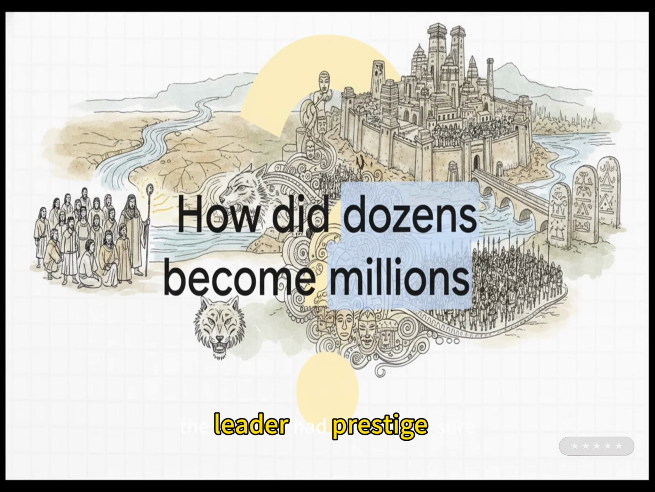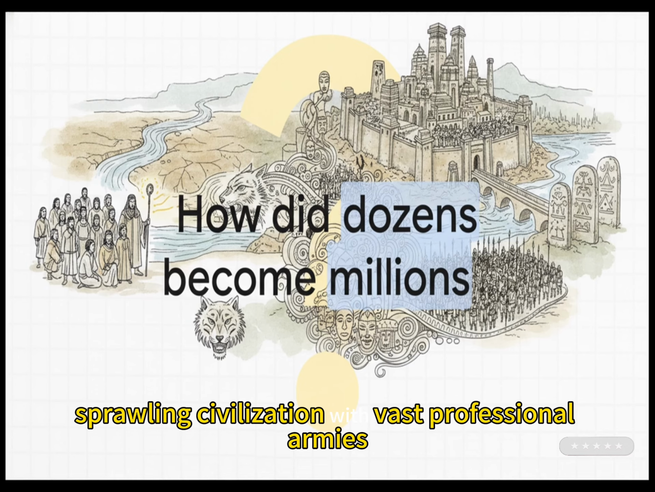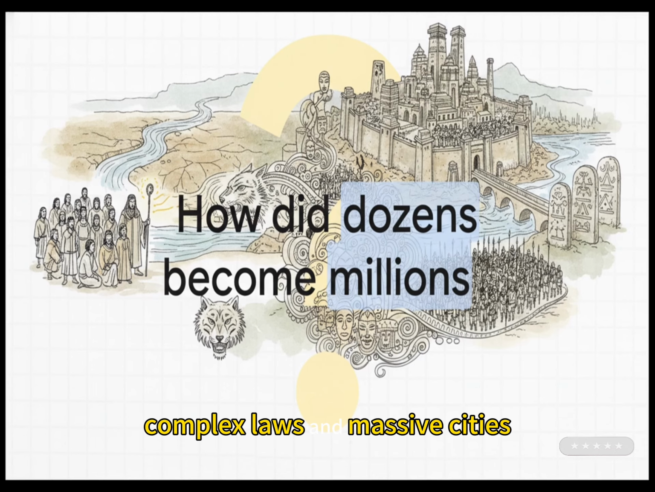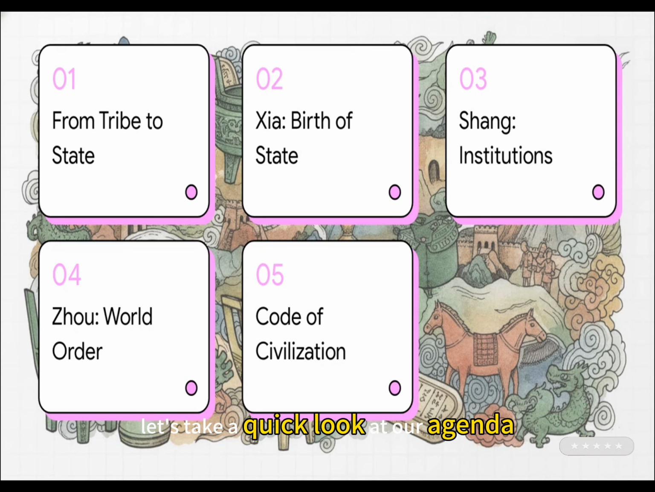The leader had prestige, sure, but their actual power was heavily limited by tradition. So how on earth did humanity scale that up into a sprawling civilization with vast professional armies, complex laws, and massive cities? Well, to answer that, let's take a quick look at our agenda.